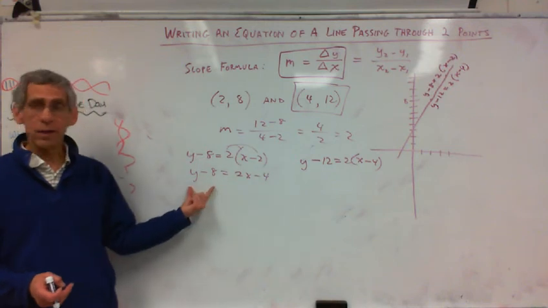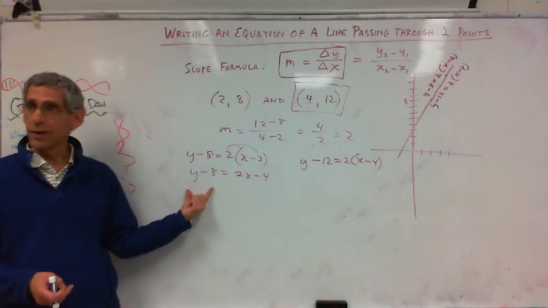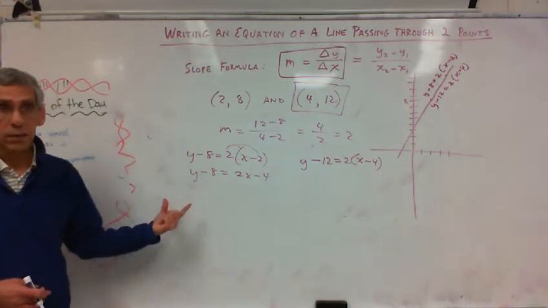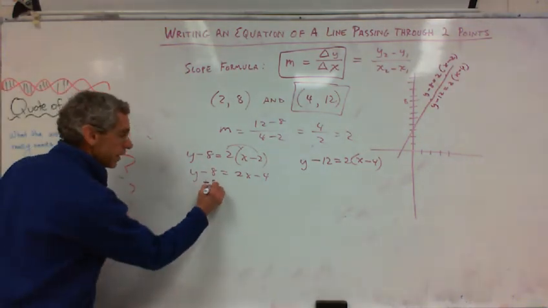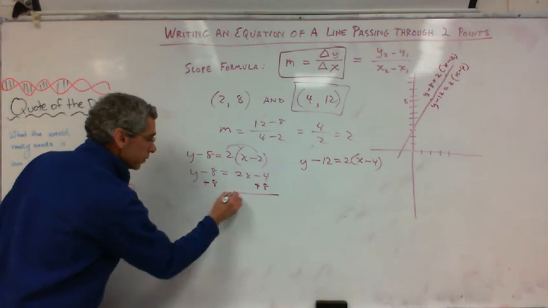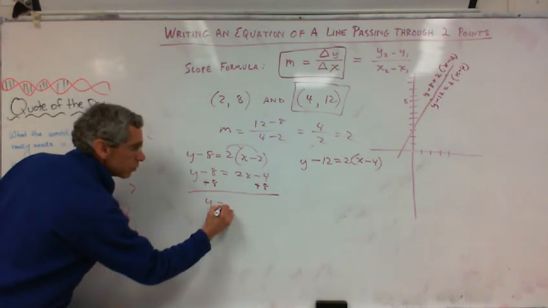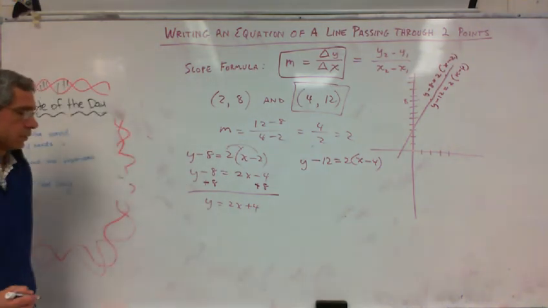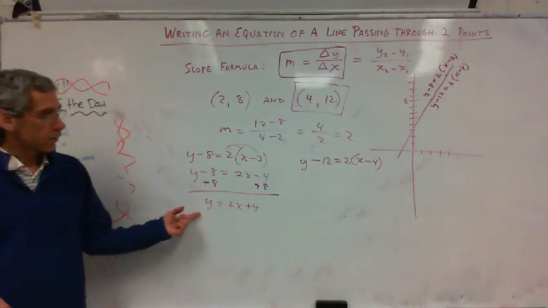So, first thing I did is I just used the distributive property, right? And now I want it to say y equals. It doesn't say y equals, it says y minus 8 equals. What can I do to have it say y equals? Add 8 to both sides. So I'm going to add 8. Okay, so it gives y is equal to 2x plus 4. Am I right?